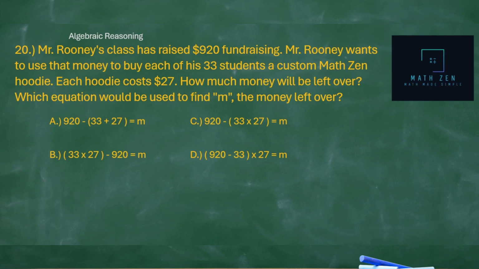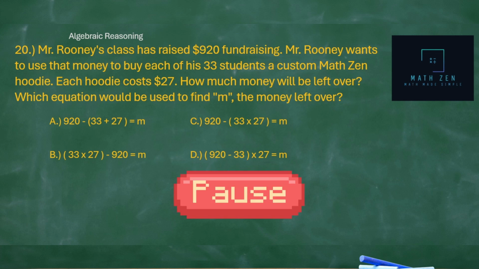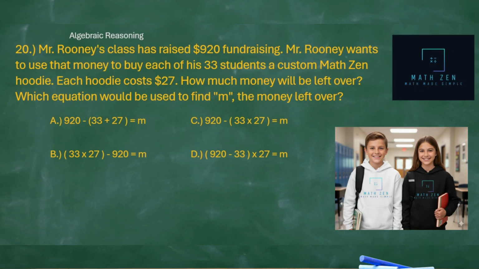Now would be a good time to pause the screen to give yourself a chance to read and solve this problem on your own, and then check back in to see how you did. All right, now that you've had a chance to read and solve this problem on your own, let's go ahead and read it together and see how you did.